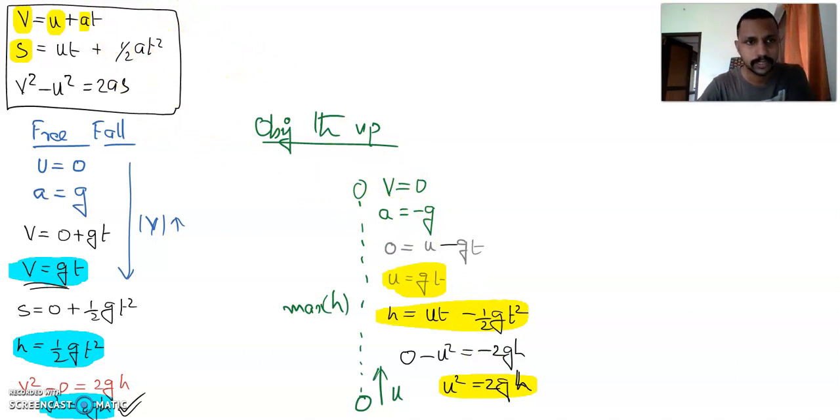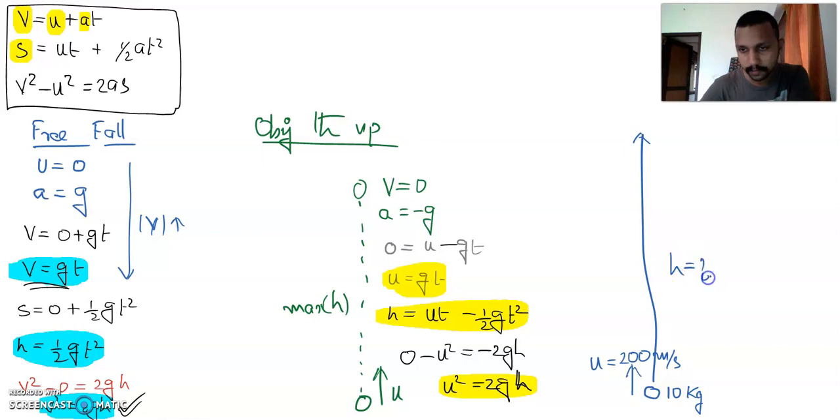Let us understand the situation with the help of a problem. Let us have a ball over here, and this ball is of 10 kilogram. A 10 kilogram ball is thrown upwards with an initial velocity of, let us say, 200 meter per second. What is the maximum height reached by this ball? That is the first question. The next part is, what is the time taken for the object to reach the maximum height?